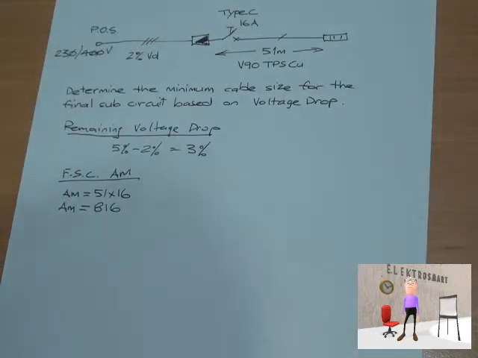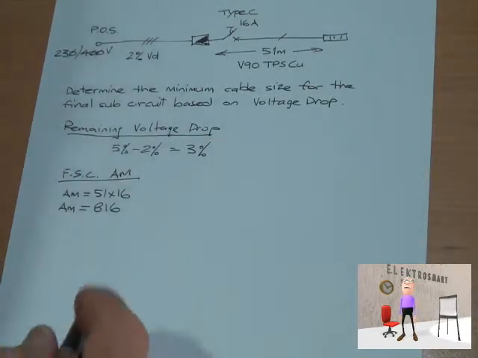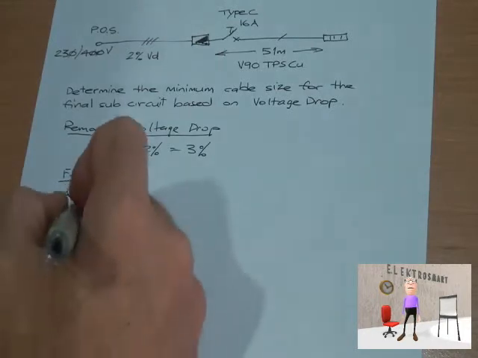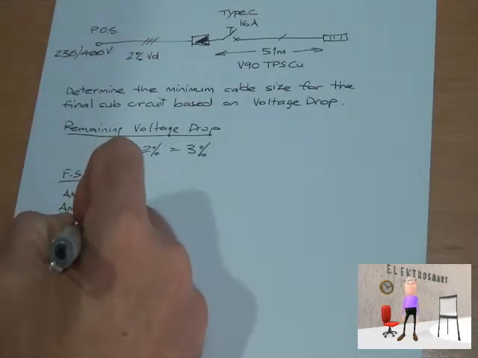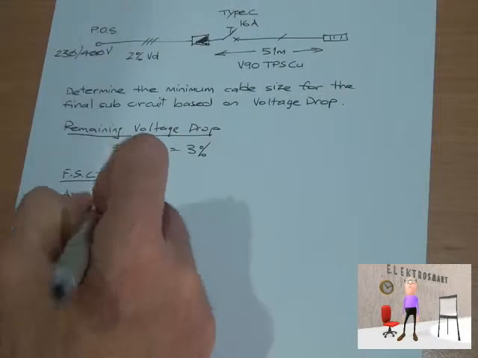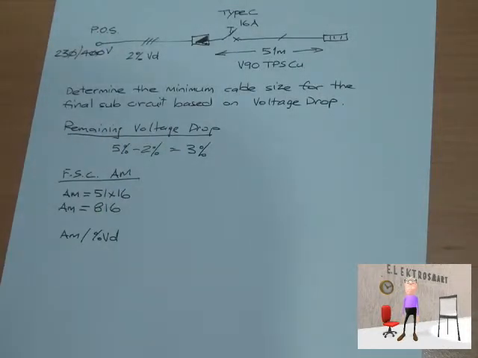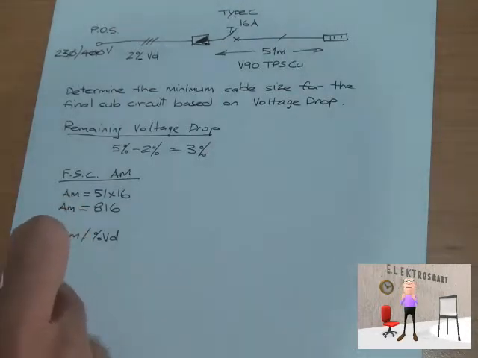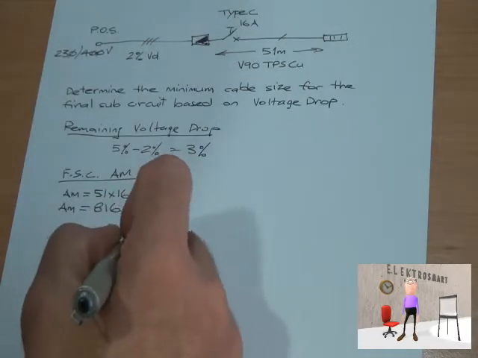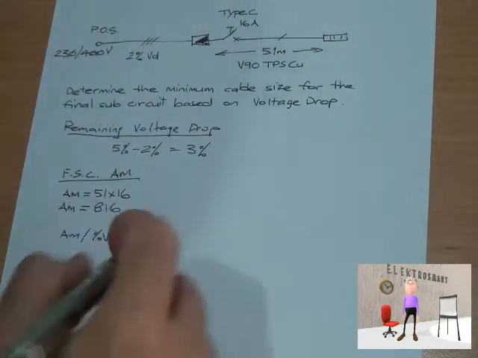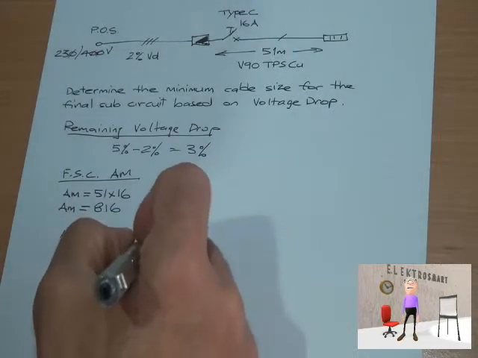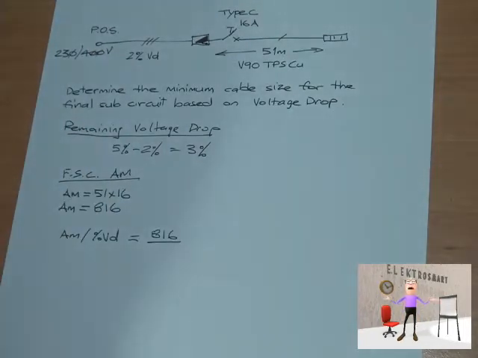So the way that we do that is we take the amp meters for the circuit. To find the amp meters per percentage voltage drop, which is the values from table C7 in AS3000, we need to take the amp meters and divide it by the available percentage voltage drop. So it's a pretty simple calculation. Once again, we have 816 amp meters, which we have to divide by the available voltage drop for this circuit, which, as we worked out earlier, is 3%.